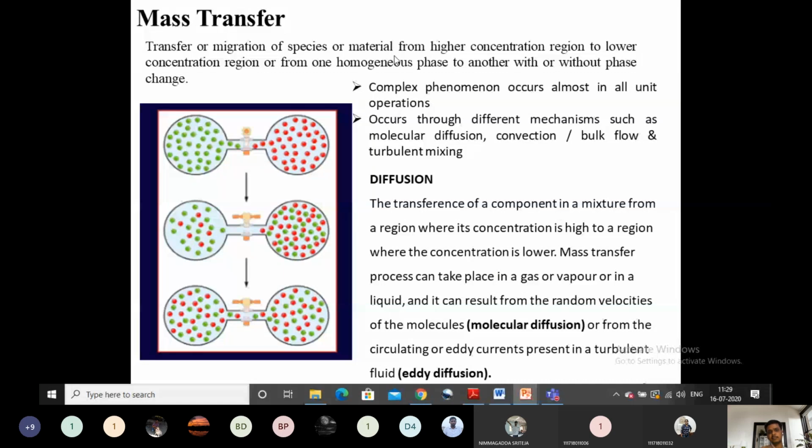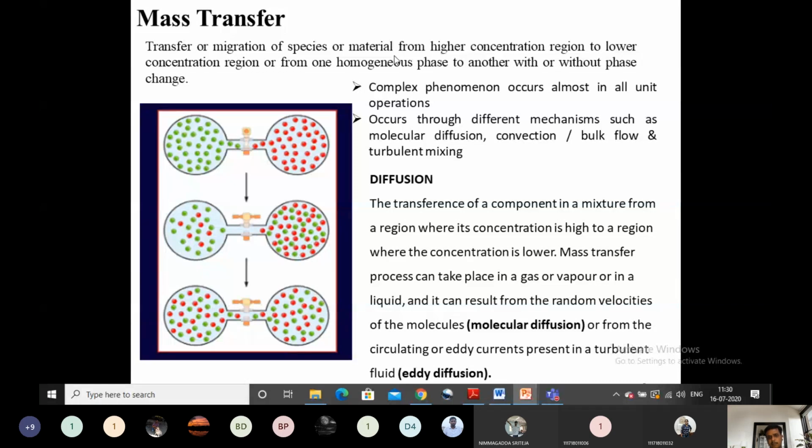Whereas in distillation there is a phase transfer, because we are supplying heat and continuously enriching the vapor content with the liquid. So there is a phase change, liquid to vapor. So these are examples of mass transfer with phase change, and mass transfer without phase change. Then mass transfer is a complex phenomenon because it also involves heat transfer.